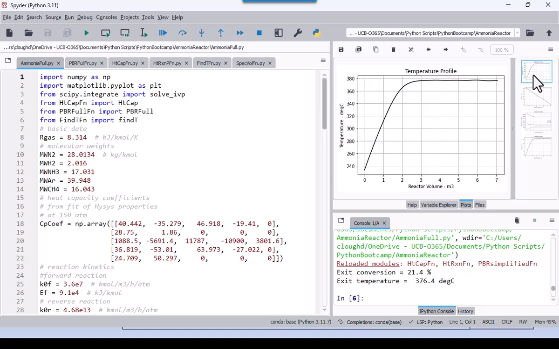We only see a difference of 1/10 of a degree. So that sort of indicates we didn't really need to do that.